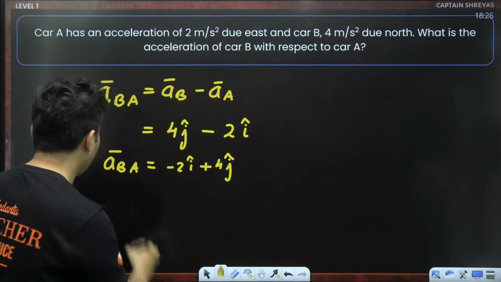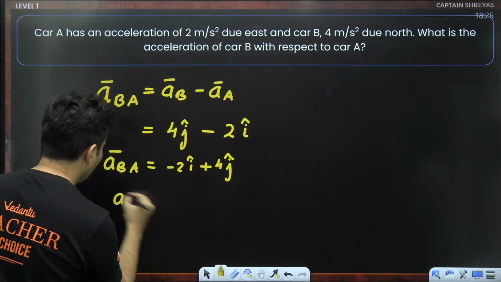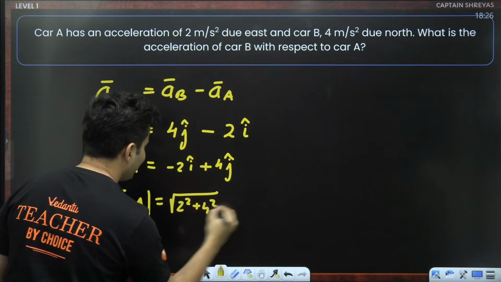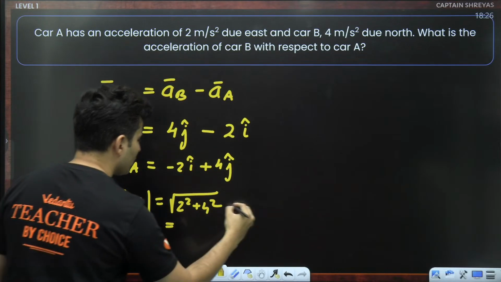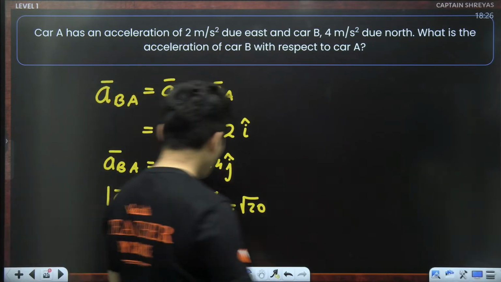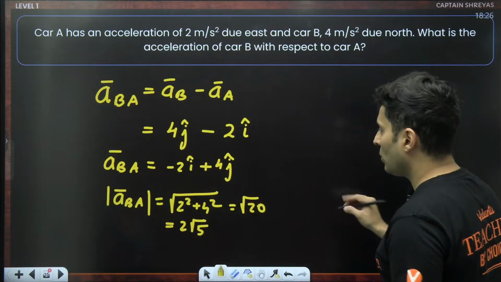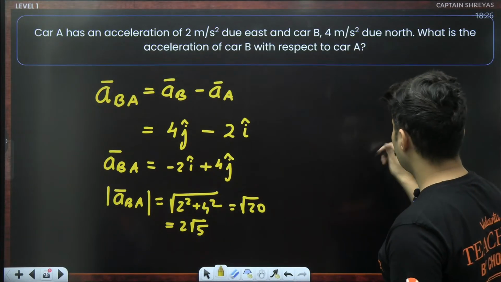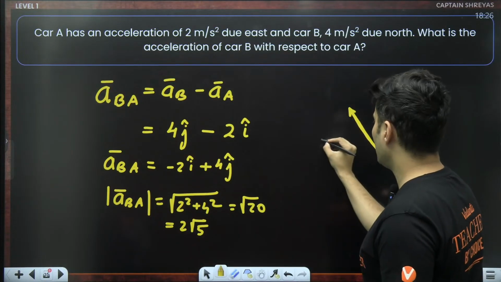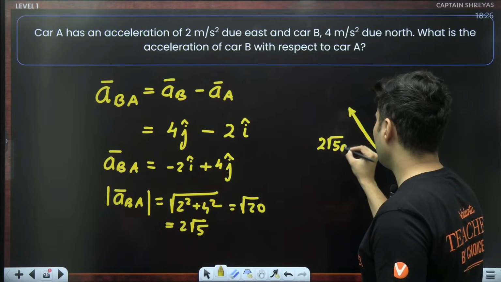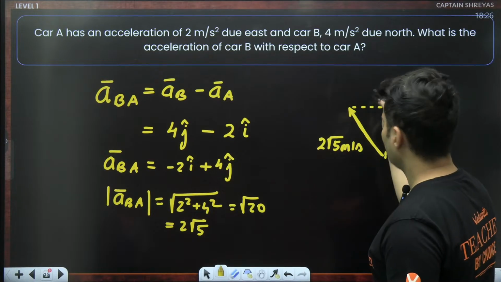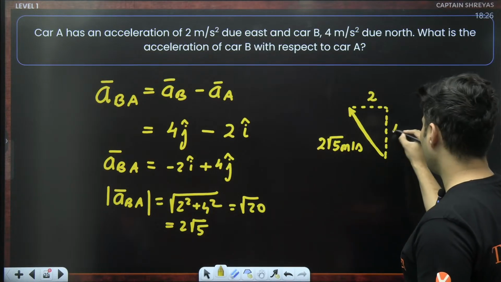That's it. If you talk about the magnitude of this, it will be nothing but root of 2 square plus 4 square. 16 plus 4 is 20. So it will be root of 20, which is 2 root 5 meters per second. If you draw it diagrammatically, minus 2 i cap plus 4 j cap, it will be something like this. This is going to be 2 units. This is going to be 4 units.